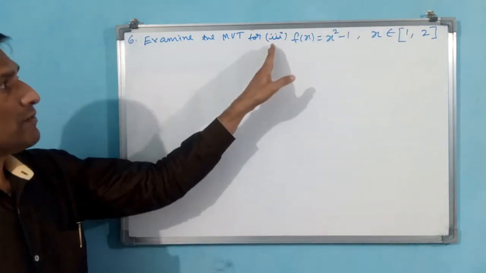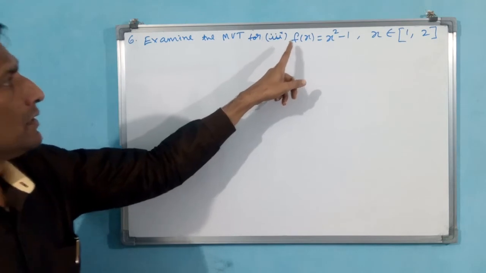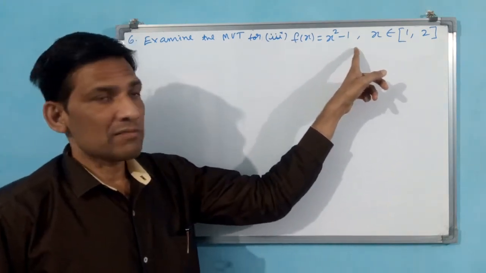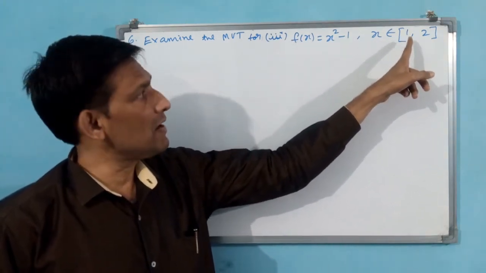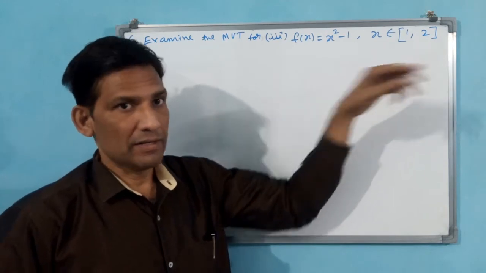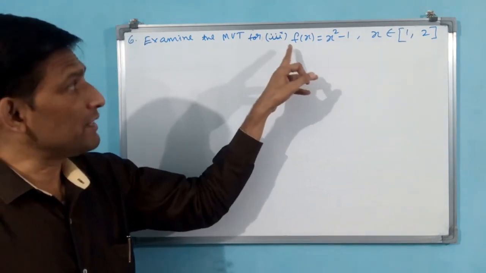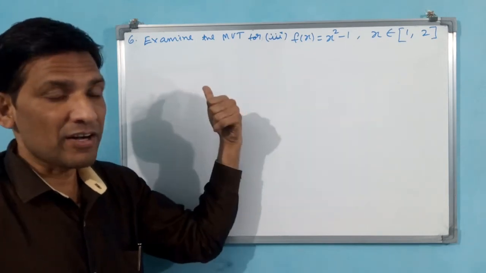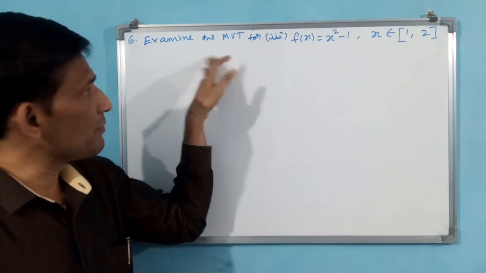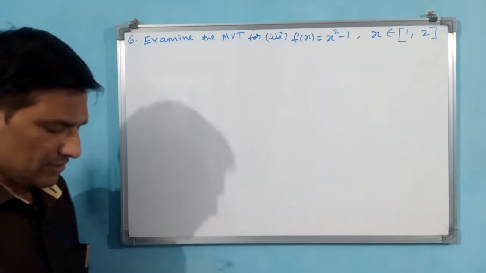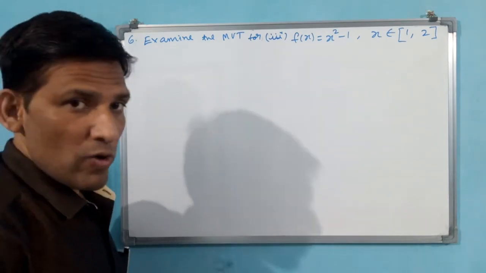Examine the mean value theorem for the third part. F of x is equal to x square minus 1, where x is in the closed interval 1, 2. See, this third part was not satisfied according to Rolle's theorem. But for the mean value theorem, once again we will see. Okay. See how we have to write.